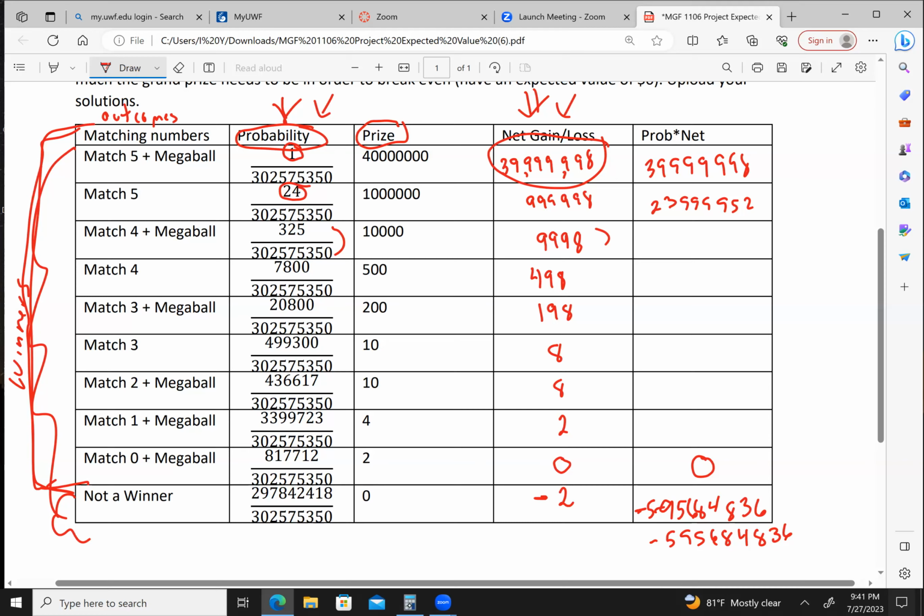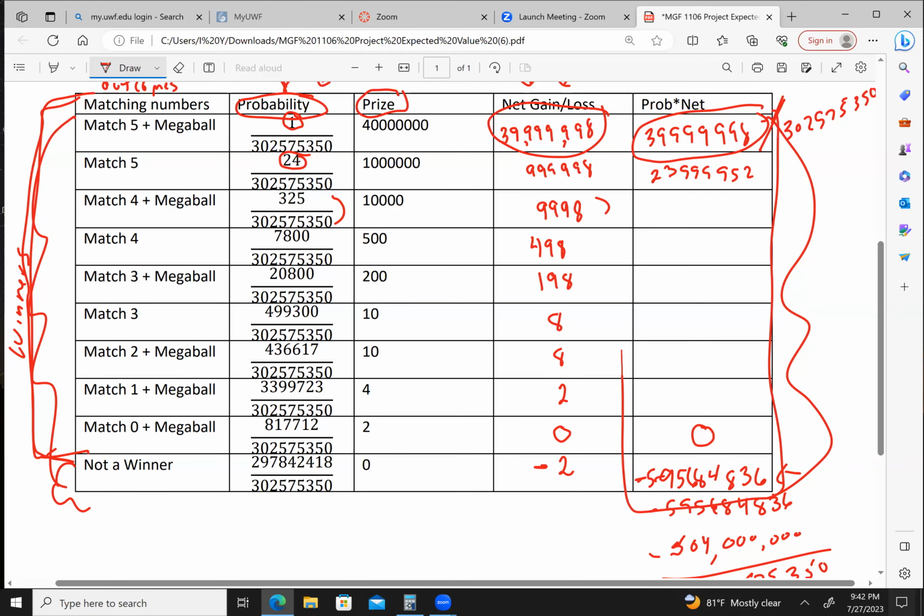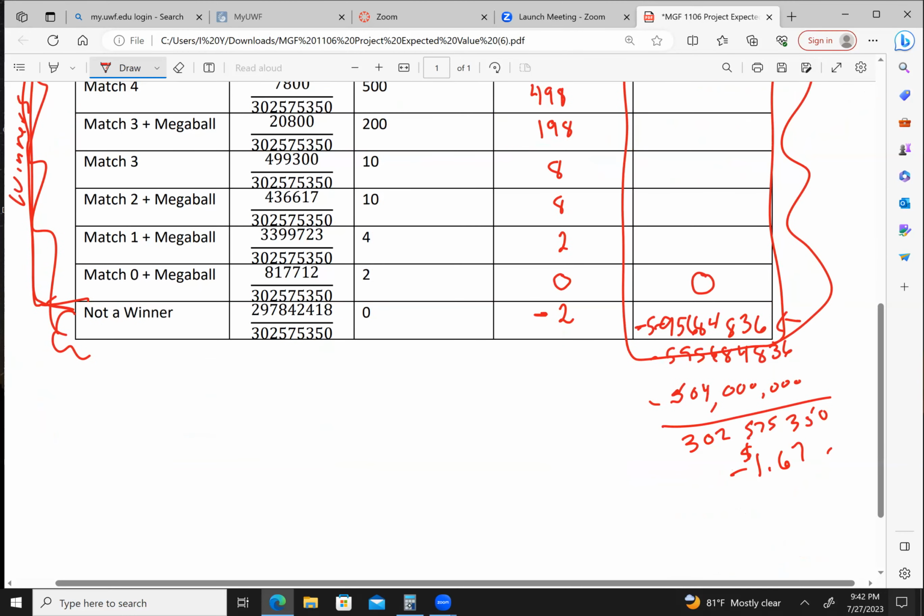Now remember, these are all over this 302,575,350. So what we're going to do is take these numbers that we get, all of them. Remember, this one here is negative, and we're going to add them up. And if memory serves me correct, it's something like negative 504 million. And then we're going to divide that by the 302,575,350. And the result you should get is negative $1.67. Now that's when you add up this whole column. This will be your expected value.